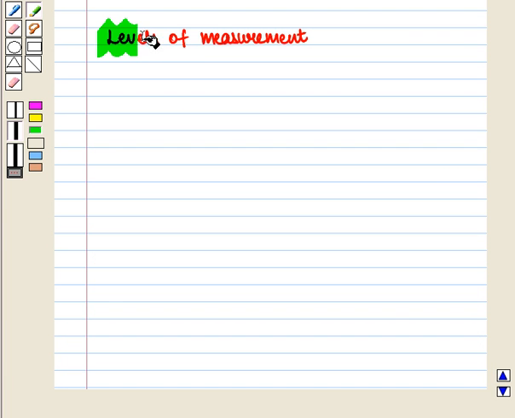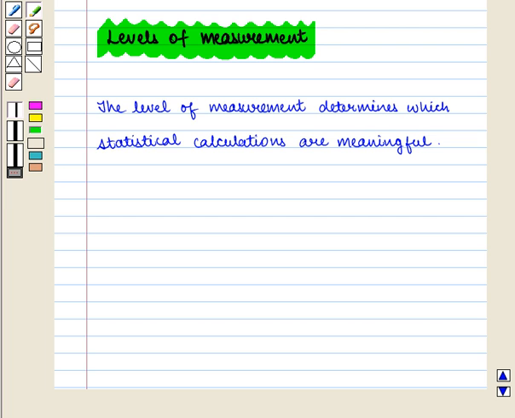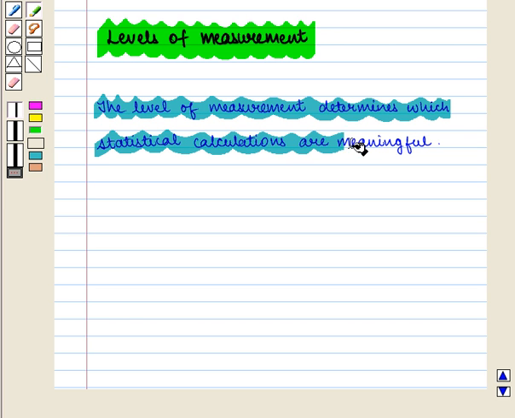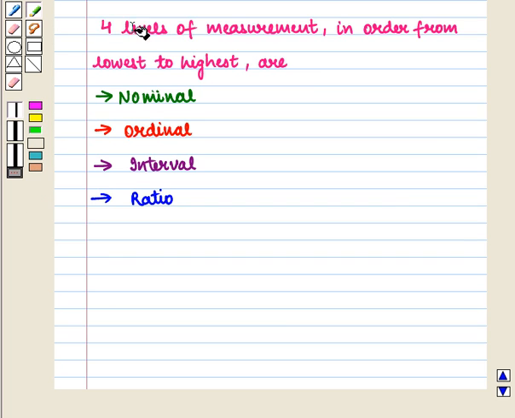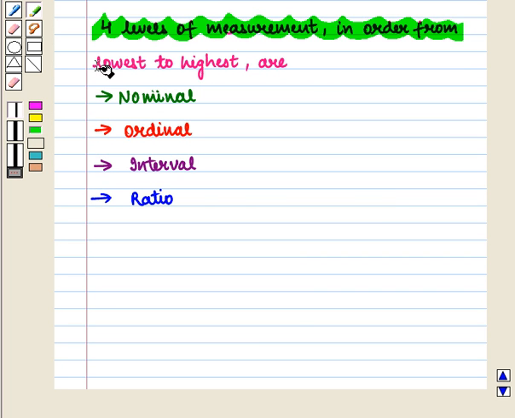Now we are going to discuss levels of measurement. Level of measurement is another characteristic of data. The level of measurement determines which statistical calculations are meaningful. Now, the four levels of measurement in order from lowest to highest are nominal, ordinal, interval, and ratio.